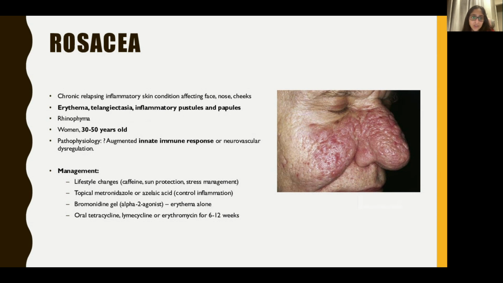For this, we can give a topical metronidazole cream or azelaic acid to help control the inflammation and the erythema present. There's also brimonidine gel, that's an alpha 2 agonist that can be used for the erythema. And again, if this doesn't work, another suggestion could be to use an oral tetracycline or lymecycline for 6 to 12 weeks.